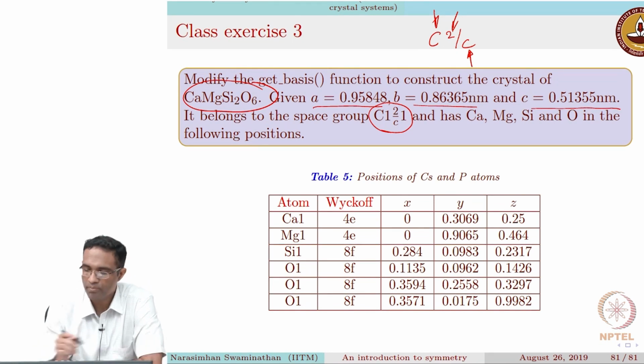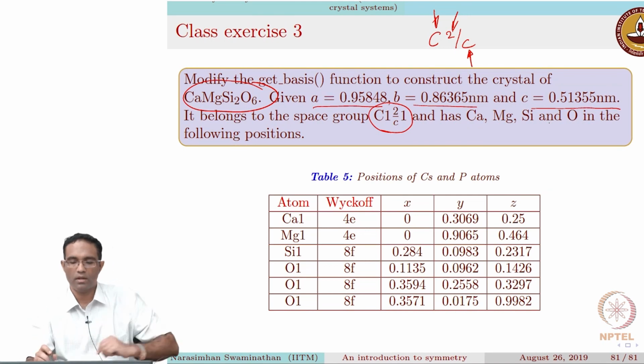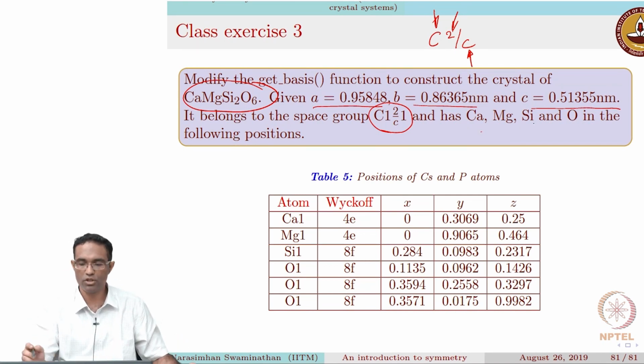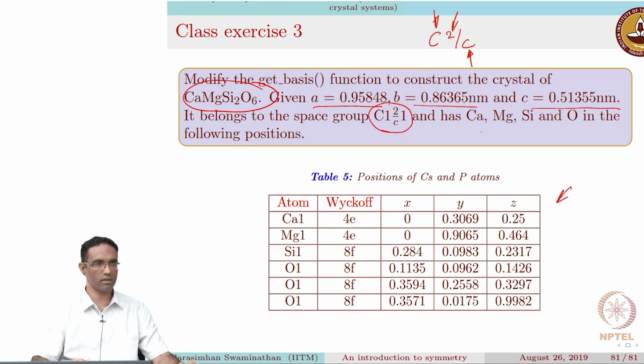for this crystal, and the Wyckoff positions for all the atoms, calcium, magnesium, silicon, and oxygen, are given in this table right here. Okay, so calcium belongs to 4e, Mg belongs to 4e, and then there is a silicon atom which belongs to 8f, and there are also 3 oxygen atoms which belong to 8f. So some of them are special positions, as you can see. There is a 0 here, while the others probably are general positions that are given to us.